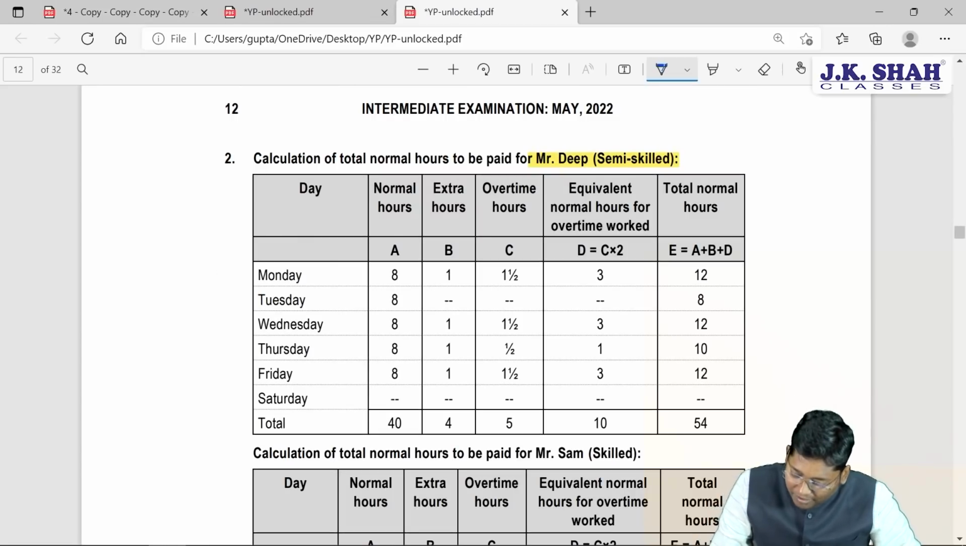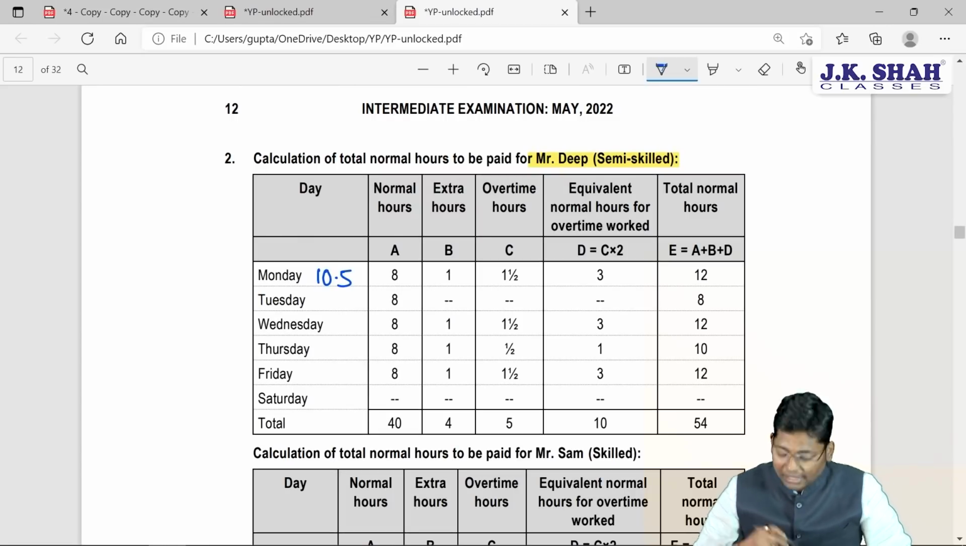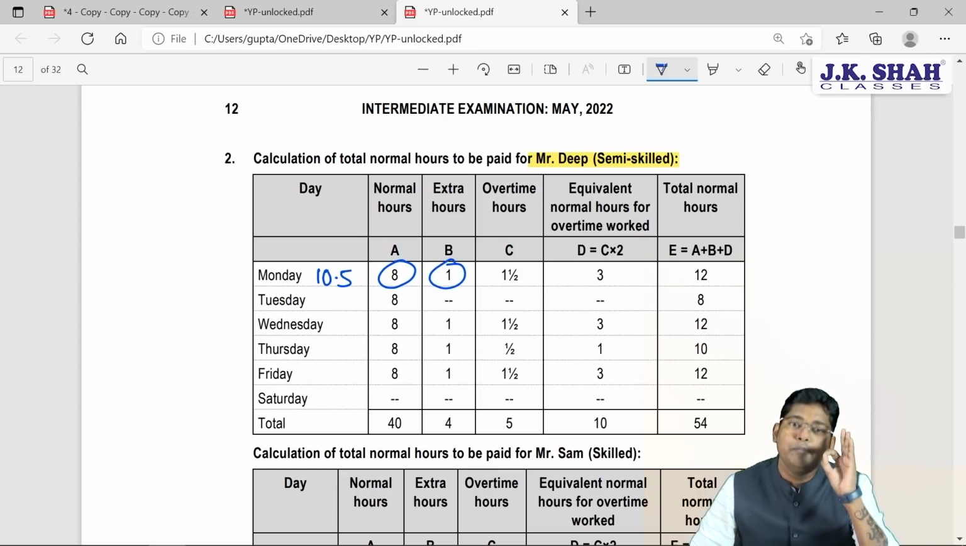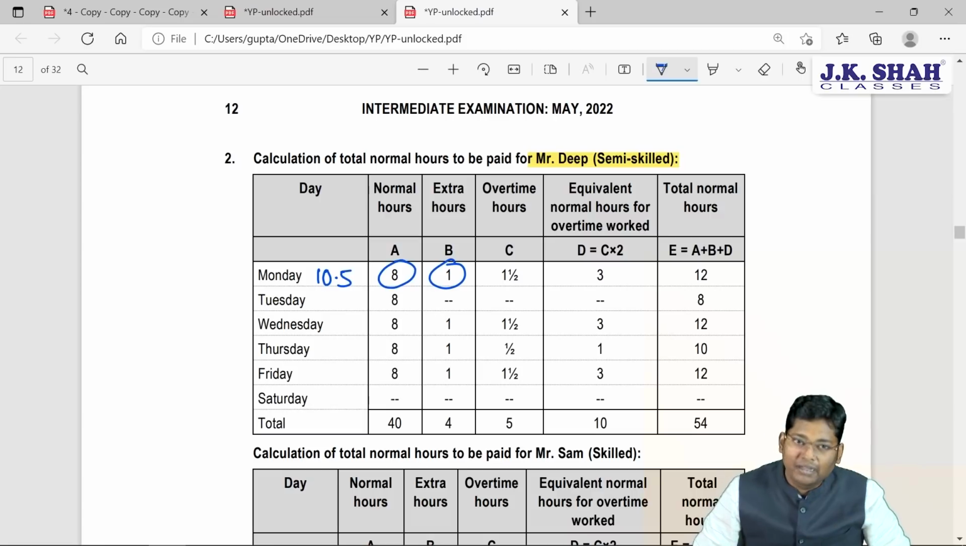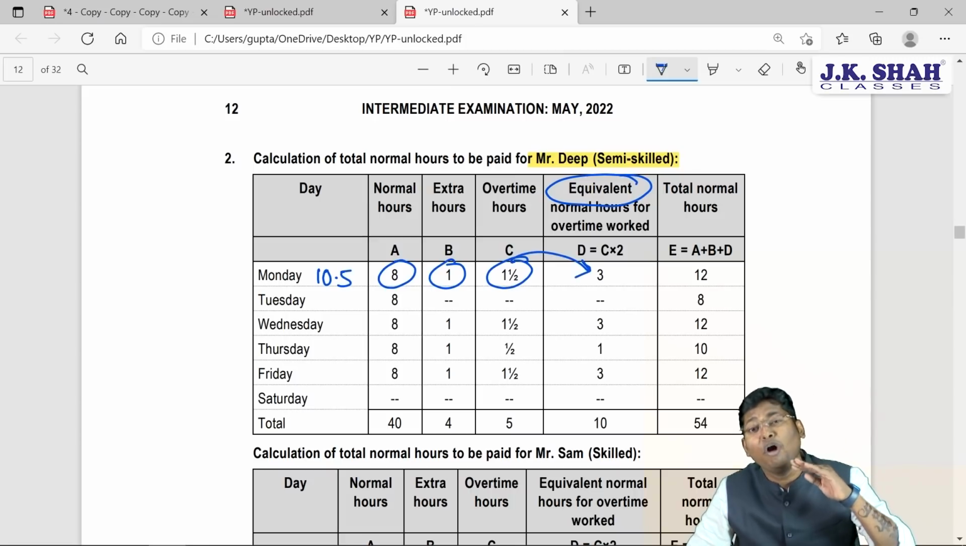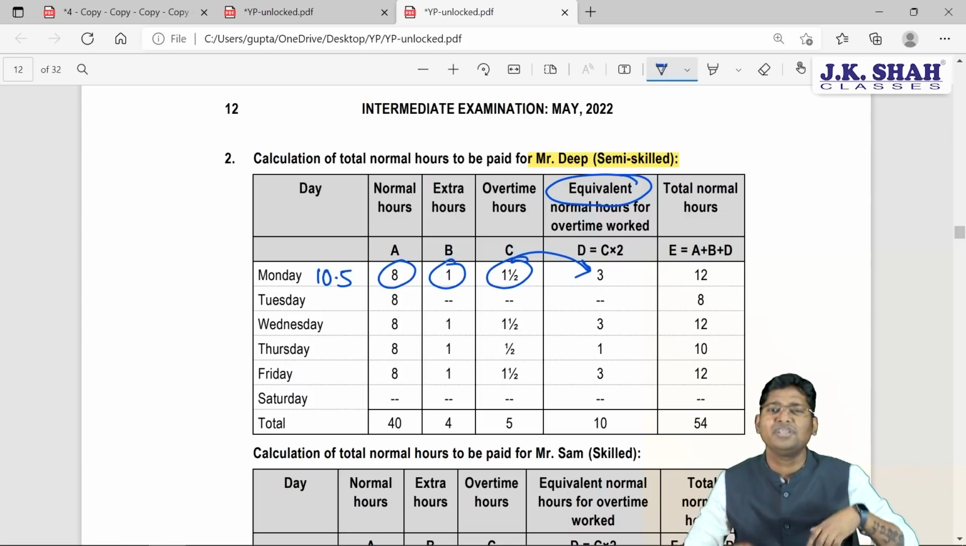Now, out of the 10.5 hours which Deep has worked on Monday, they have recorded 8 hours under the normal hours column, 1 hour in the extra hour column where he will be getting the same basic wage rate for the payment, and the remaining 1.5 hours is recorded under overtime. For the overtime hours, we are going to make payment for these 1.5 hours at double rate, and double rate means we will be paying the payment of 3 hours instead of 1.5 hours. Sir, why double rate?